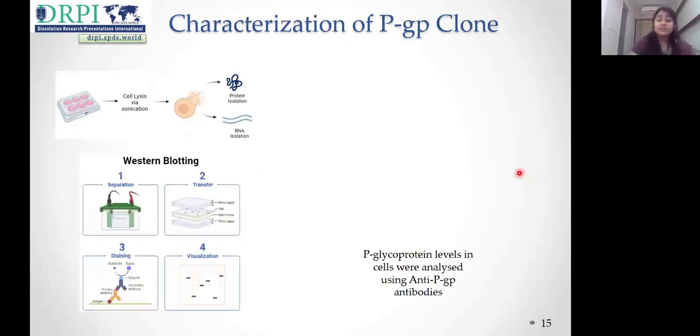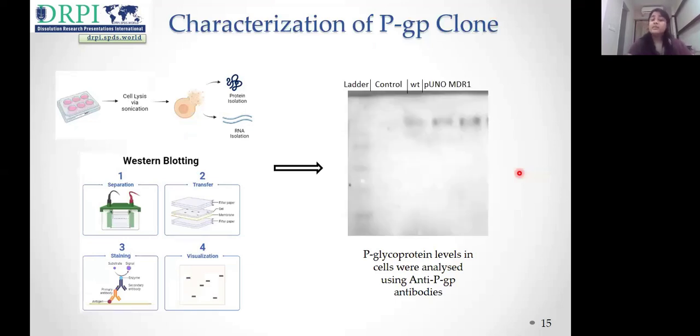Then similarly, using Western blotting, the protein levels were checked for P-glycoprotein, and we could see the bands, stronger bands as compared to control, showing that the cells were expressing P-glycoprotein in higher amount than the control.